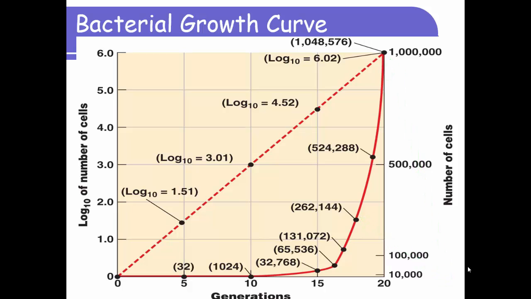But if we put a log scale on those numbers, you'll notice that at 5 generations, we're at 1.51. At 10 generations, we're at 3.01. We double the number of generations, we double the log number. When we go from 10 to 20 generations, we go from 3.01 to 6.02. Doubling the number of generations doubles the log scale.